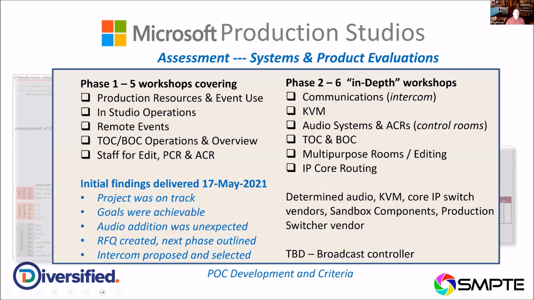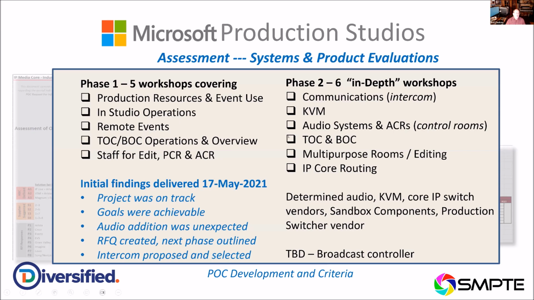So to summarize, we did 2 different phases for this assessment process. Phase 1 were a set of 5 workshops which were covering production resources and event usage. How do they use the facility? What do they use it for? What parts and pieces happen in it? What did studio operations look like? How many people were involved in productions? Were they at capacity? Did they have to do things remotely and so forth?